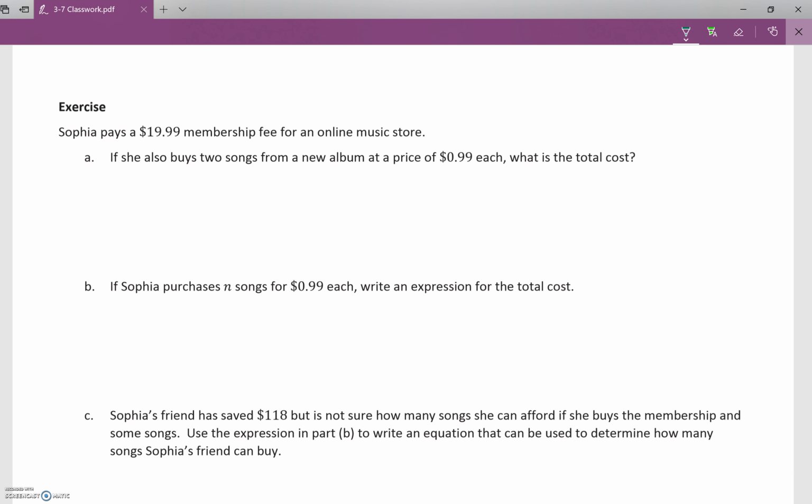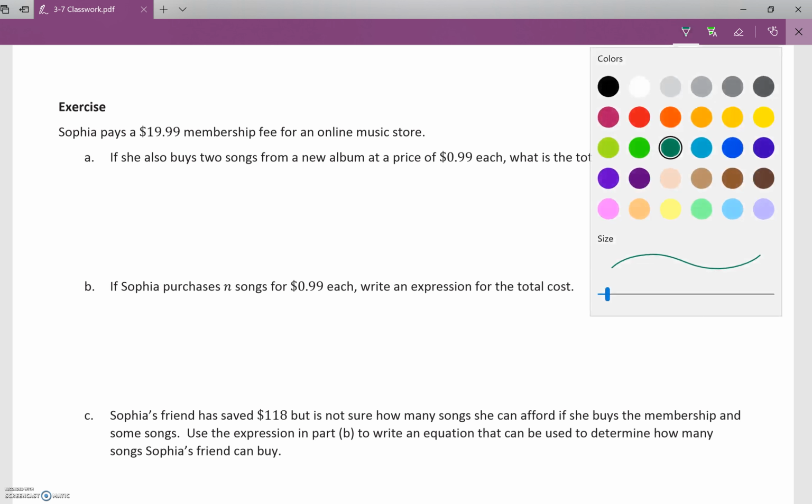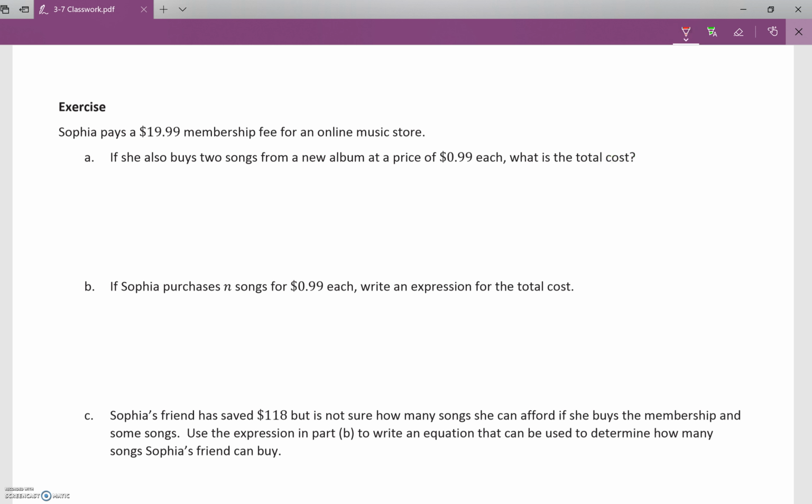Alright, we're going to skip all the way down to the exercise section on your note page. This is actually going to be on the 3rd page at the bottom. It'll say S44. It says Sophia pays a $19.99 membership fee for an online music store. Part A. If she also buys 2 songs from a new album at a price of 99 cents each, what is the total cost?